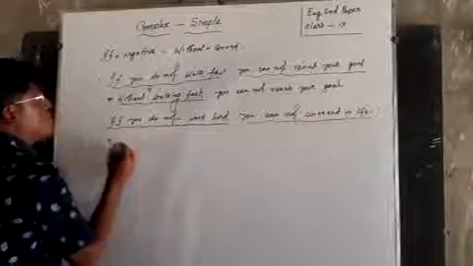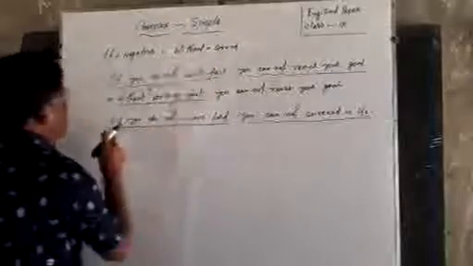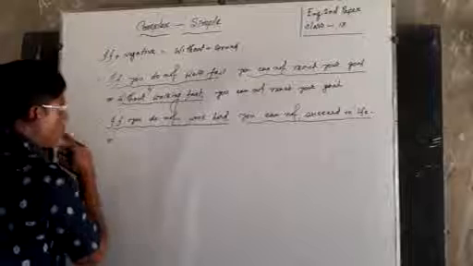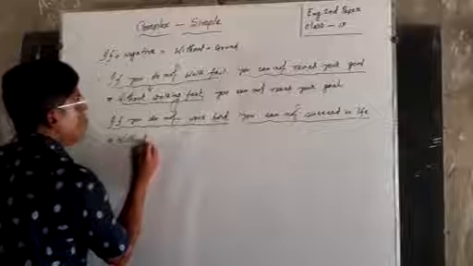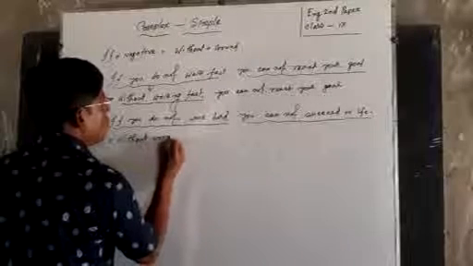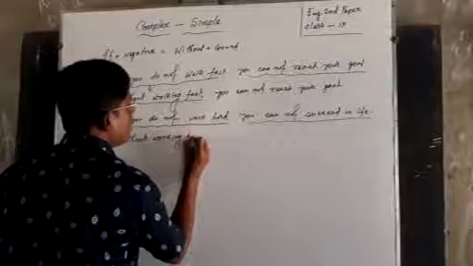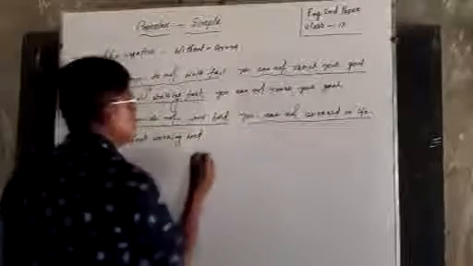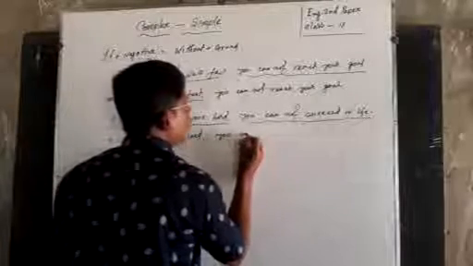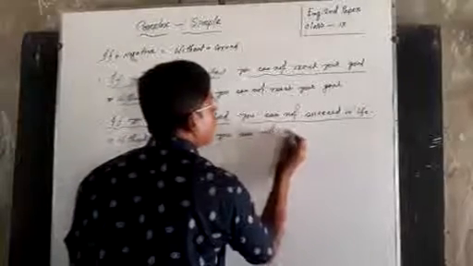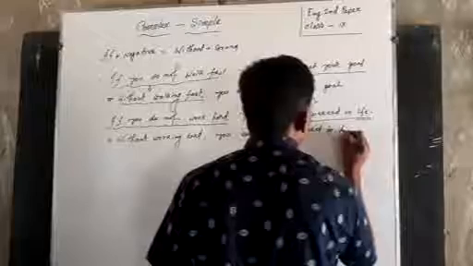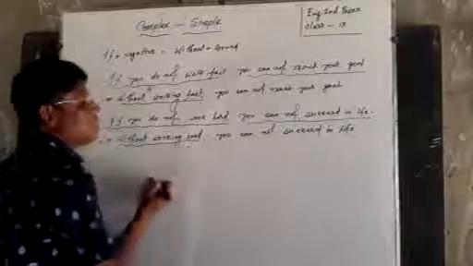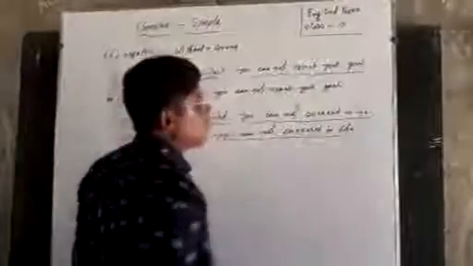We can use the rule "without" plus gerund because "if" plus negative is present here. Without working hard, you cannot succeed in life. "Without working hard" is a phrase. You cannot succeed in life.